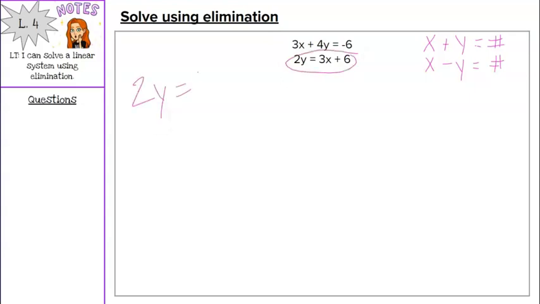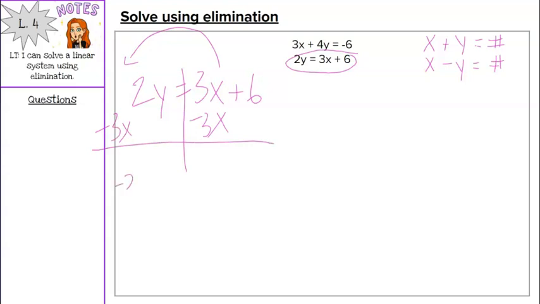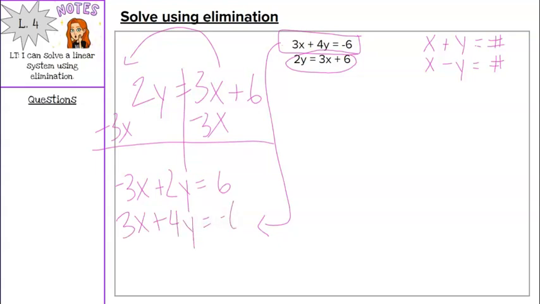So we have 2y equals 3x plus 6. If I want to move 3x to the other side, I just have to undo it. Right now it's a positive, so I subtract 3x from both sides. And I would get negative 3x. This 2y is positive, so I'm going to put plus 2y equals 6. So now if I write the two equations together, I put that top equation right here, below that, you can see that right now we have opposites. So then they would cancel and we could continue solving from there.